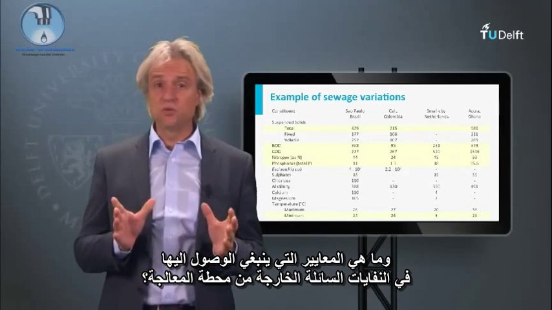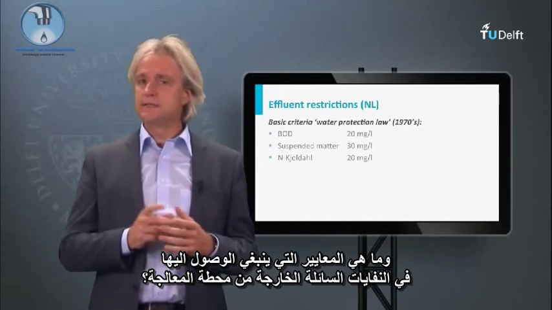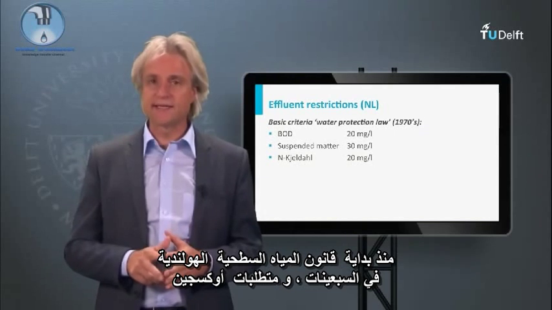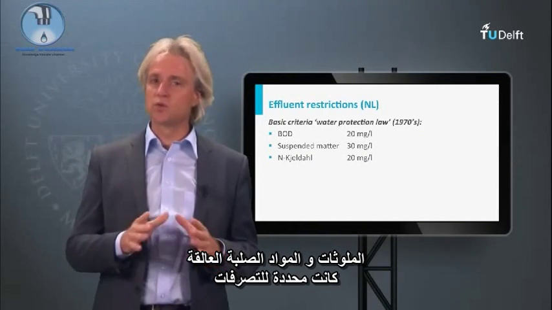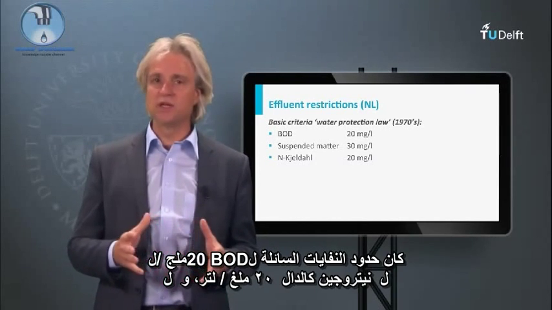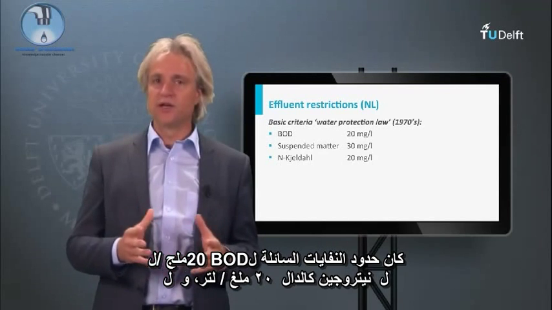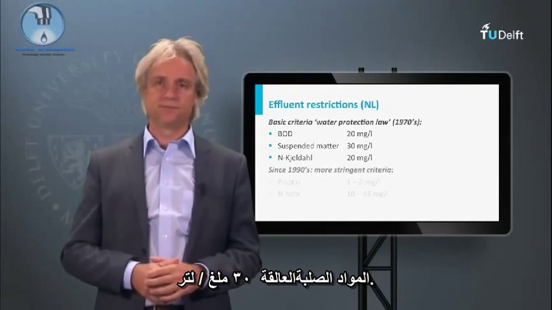And what are the criteria that should be reached in the effluent of the STP? Since the installment of the Dutch Water Service Act in the 70s, the oxygen-requiring pollutants and suspended solids were restricted for discharge. Effluent restriction for BOD was 20 mg per liter, for Kjeldahl nitrogen 20 mg per liter, and for suspended solids 30 mg per liter.